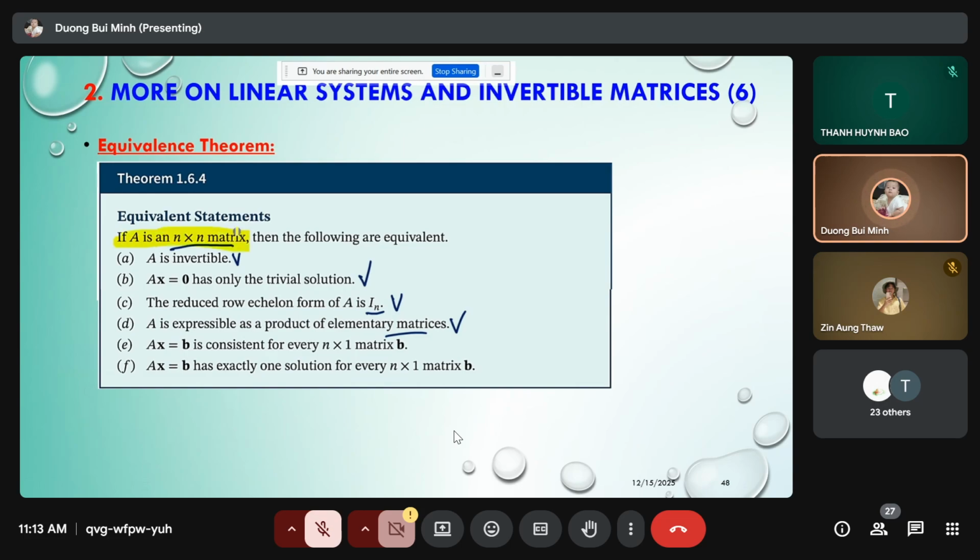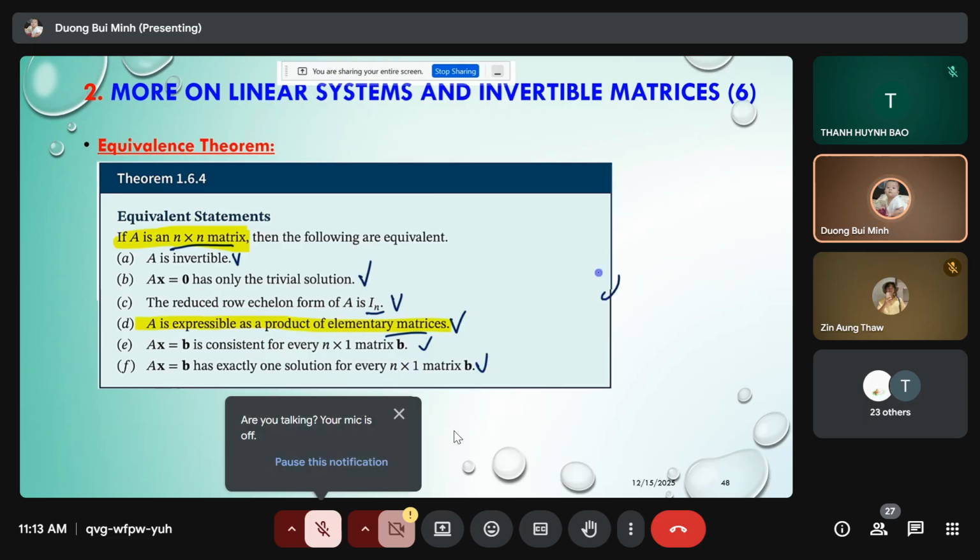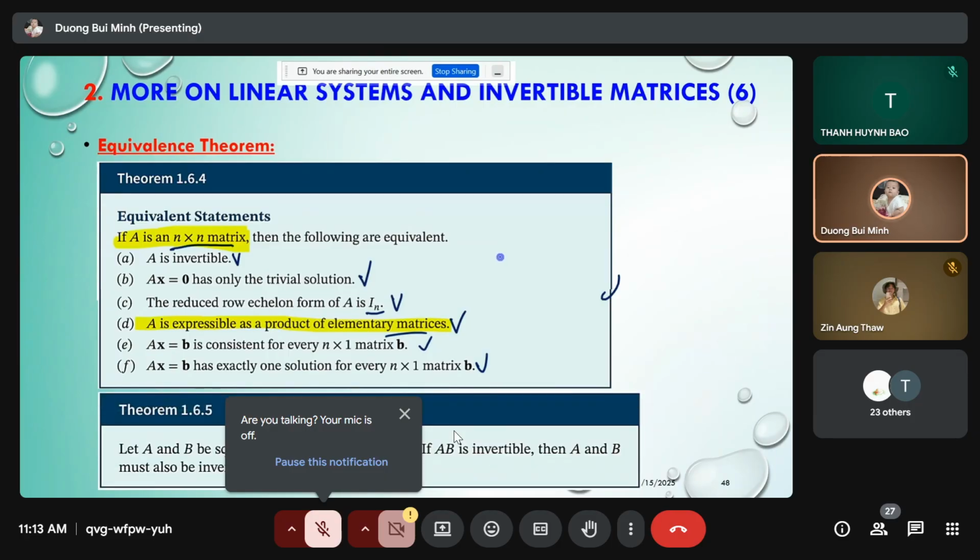It's because A is a square matrix. So A is expressible as a product of elementary matrices. AX equals B is consistent, that means we have solutions. AX equals B has exactly one solution for every n by 1 matrix B. So up to now we understand the properties of invertible matrices.